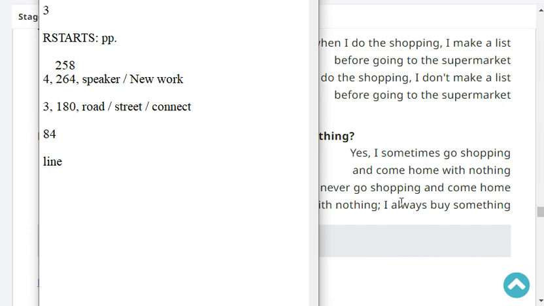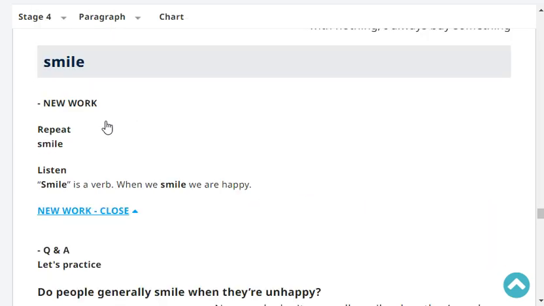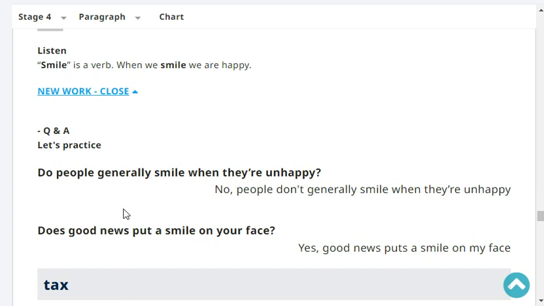Smile. Very good. Okay, listen. Smile is a verb. When we smile, most probably we're happy. Okay, let's practice. Do people generally smile when they're unhappy? No. People don't generally smile when they're unhappy. Very good.